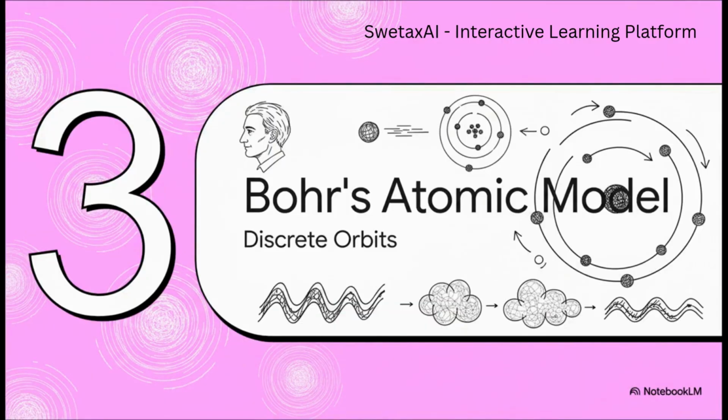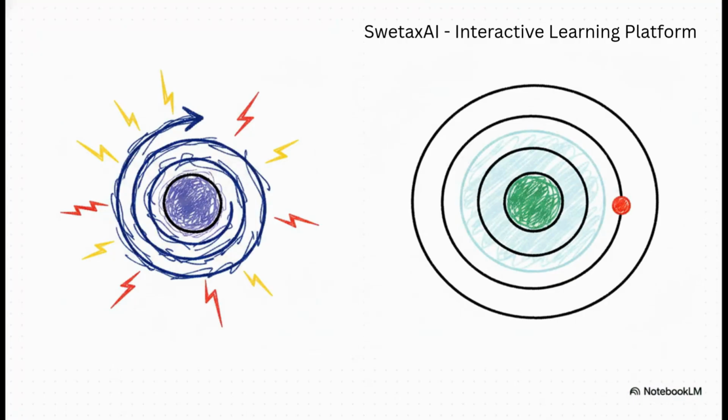All right, section 3, Bohr's atomic model. Okay, so we've got the quantum foundation laid down. Now, a brilliant physicist named Niels Bohr steps in to mathematically fix Rutherford's crashing electron problem. Just look at the difference here. Notice the fatal continuous spiral of Rutherford's model compared to Bohr's brilliant solution, stabilized discrete orbits.